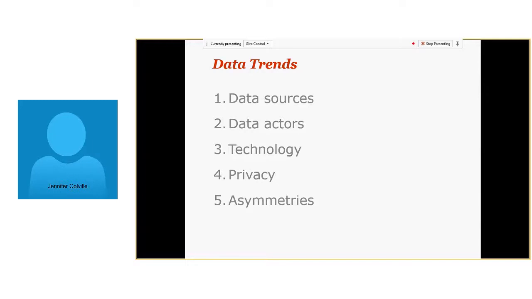The fifth one is around asymmetries, and I think this is also a really important place for UNDP to play. A lot of the data that gets generated is of value, but the value that citizens receive as a result of that data is not necessarily proportionate to the value that is given.